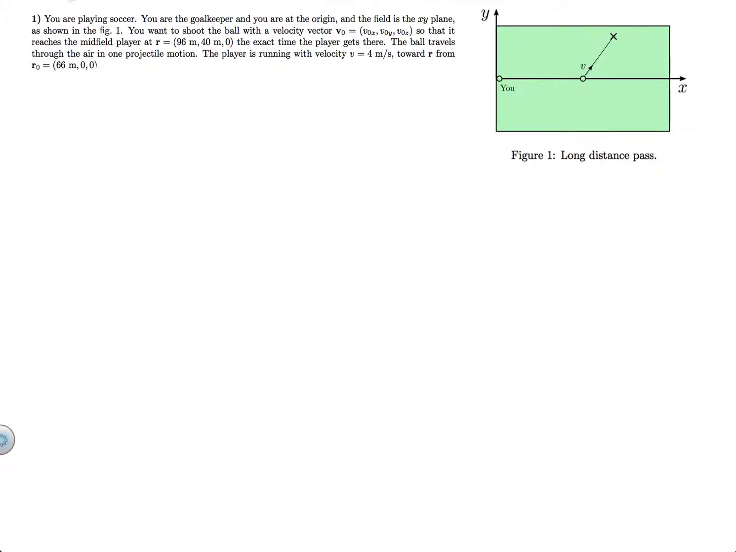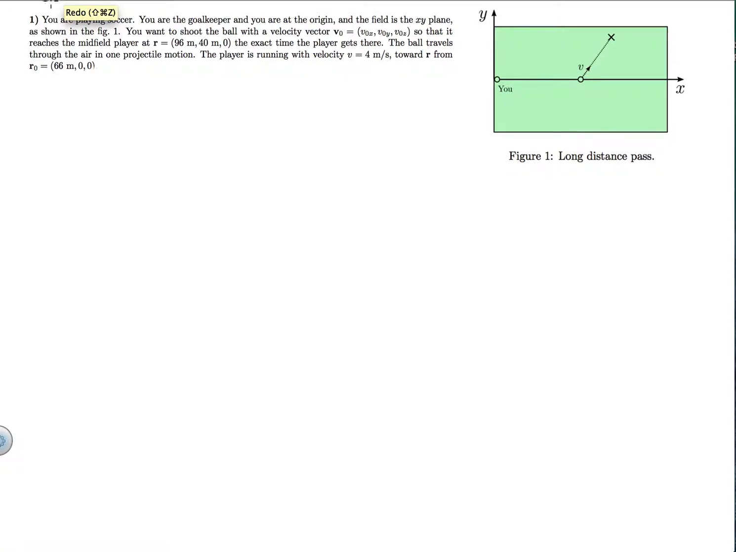So let's start off with just reading the problem presented, and I've put the problem up here, and I've put the figure that we're basing this problem off in the corner for ease of access. So let's read the problem. It says you are playing soccer, and you are the goalkeeper, and you're at the origin 0, 0, 0, and the field is in the XY plane as shown in Figure 1.